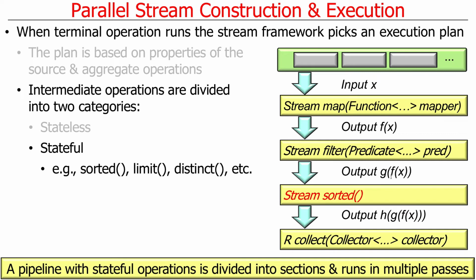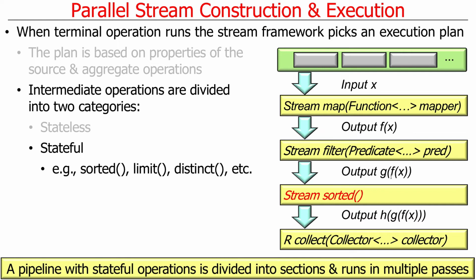Conversely, if you have stateful operations, then those operations have a different behavior. Stateful operations are ones where for the intermediate operation to do its thing, it has to know what's come before. In the case of sorted, it's got to get all the results of the previous layers so it can sort them, right? If it's distinct, it has to get everything from before to get rid of duplicates. If it's limit, it has to know how many things have happened so far so it can limit it to a certain amount.